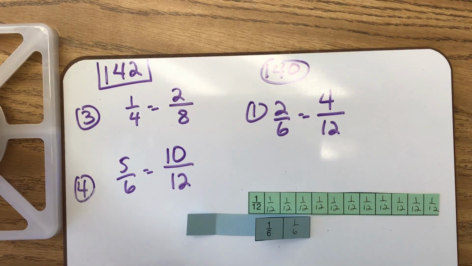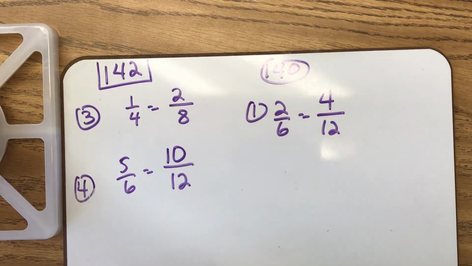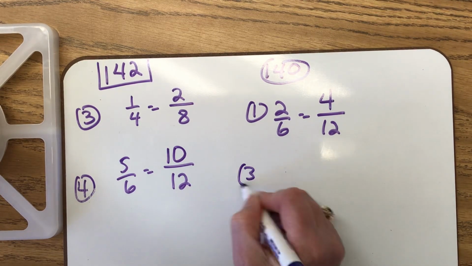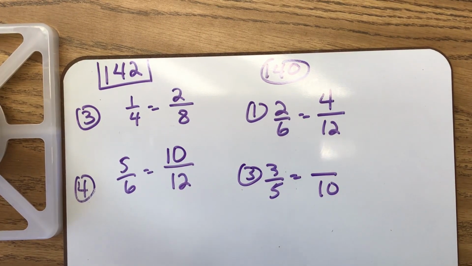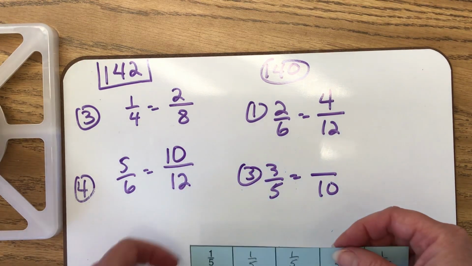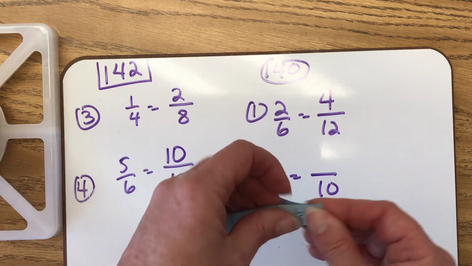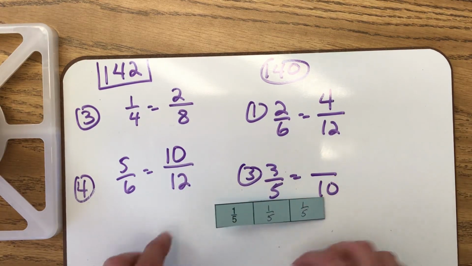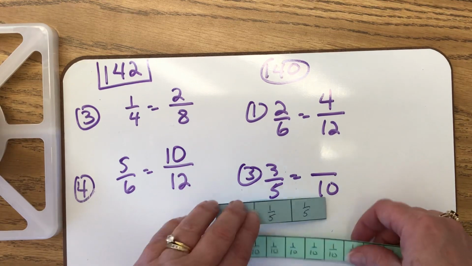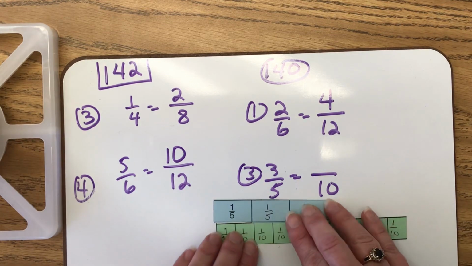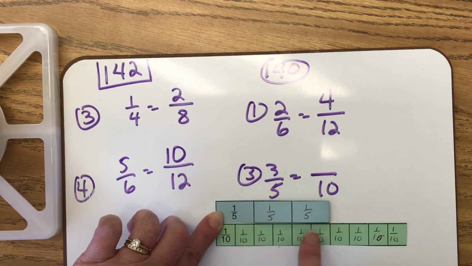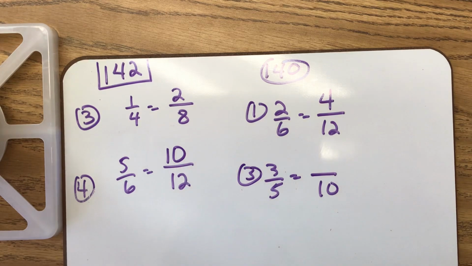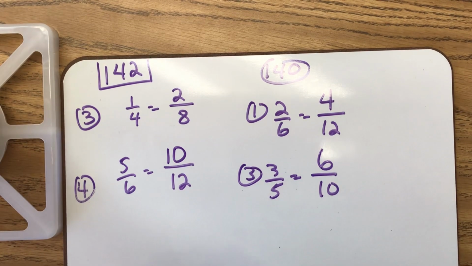Okay, then I'm going to do number 3. Number 3 says 3/5 equals how many tenths? So I need my fifths and my tenths, which I have right here. I'm going to fold back so that I only show 3/5 right there. And then I'm going to get my tenths, and I'm going to line my tenths up right along with my 3/5. And I can see I have 1, 2, 3, 4, 5, 6. So 3/5 is equivalent to 6 tenths.